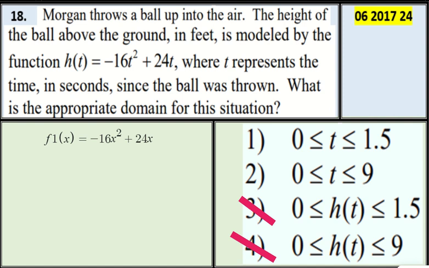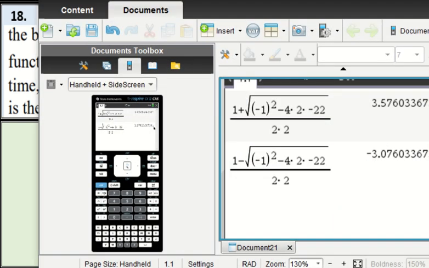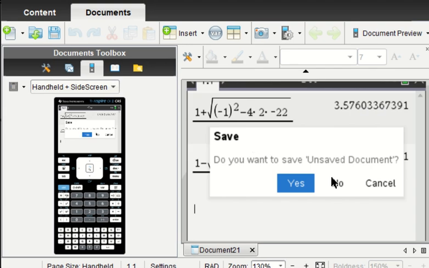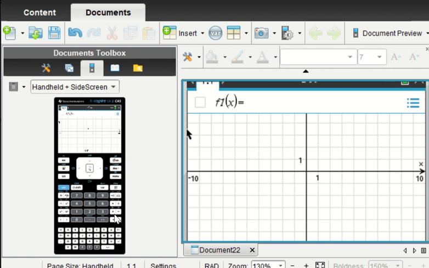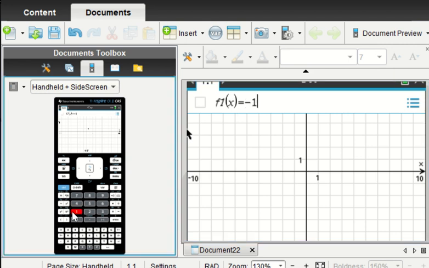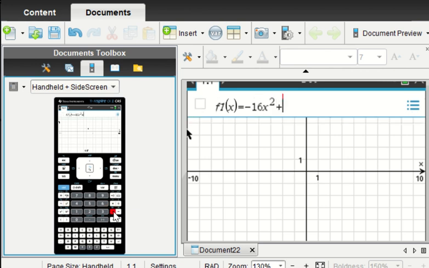So now, home screen, new doc, say no to drugs, and we want to add a graph page. So negative 16x squared plus 24x.